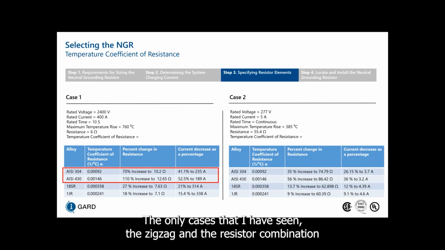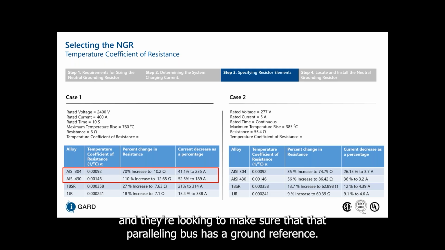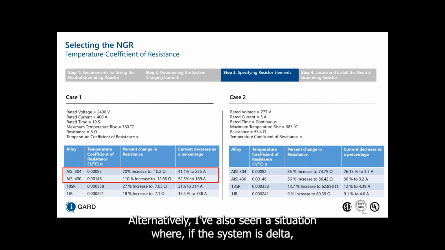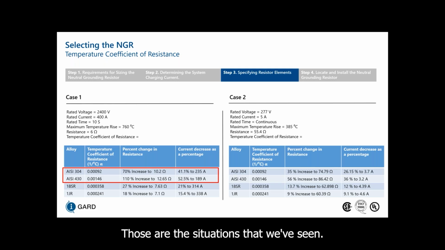The only cases that I've seen the zigzag and the resistor combination utilized is if they're having multiple generators going to a paralleling bus and they're looking to make sure that that paralleling bus has a ground reference. Alternatively, I've also seen a situation where if the system is delta, then they would use a zigzag to establish an artificial neutral so that they can place a resistor to ground. Those are the situations that we've seen the zigzag being placed.